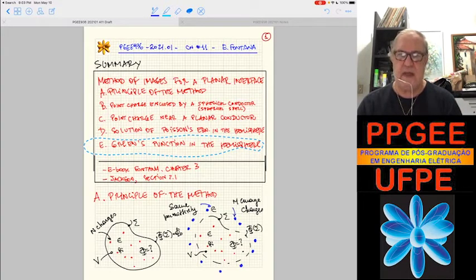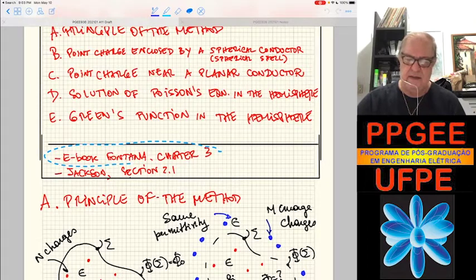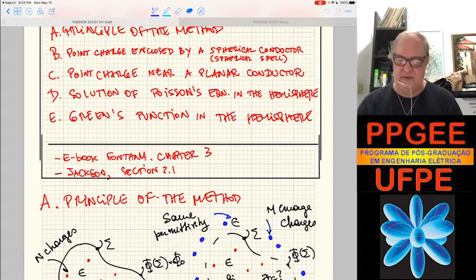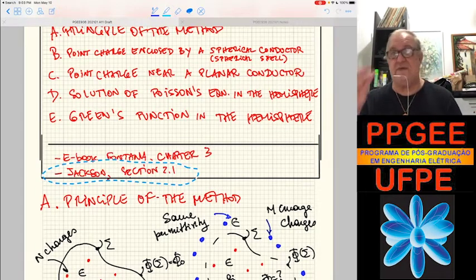what's the general solution for an arbitrary charge distribution on this hemisphere, given this prescribed potential on the plane z equals 0? Okay, so references for this class, we have our ebook. We outline the procedure, and we also go to chapter 2 of Jackson, section 2.1.